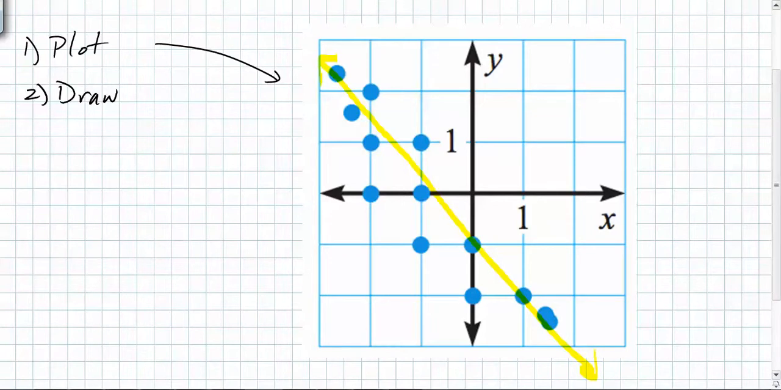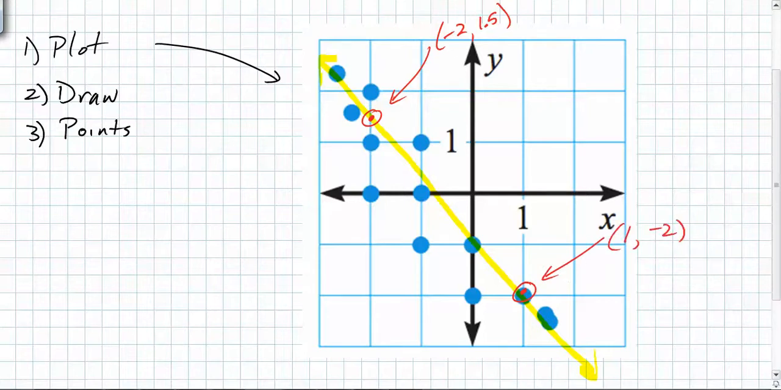Looks pretty good. The next thing you need to do is pick 2 points that are decently far apart. Don't make them too close together, but they have to be something you can estimate pretty accurately. So I'm going to pick a point right there, and let's say right there. And they have to be on the line. They don't necessarily have to be in the data set. So this one looks like about -2 and, I don't know, 1.5. And then this one looks like it's at 1, -2.